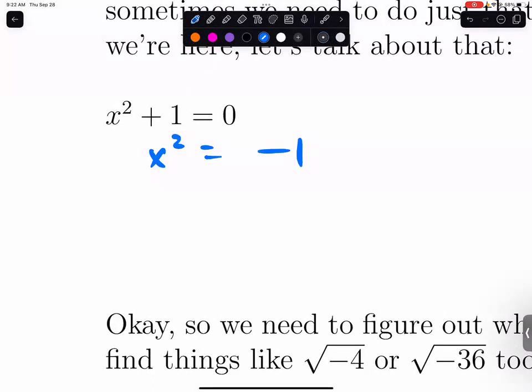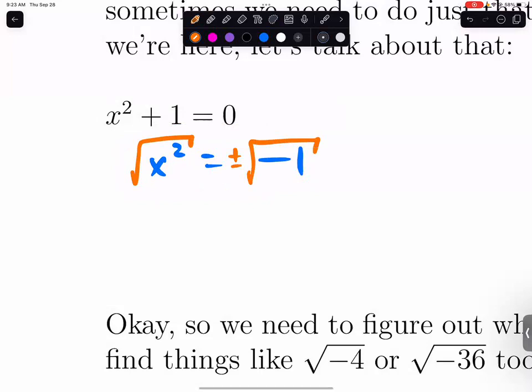We've got x squared, so take the square root, right? Like we talked about yesterday, when you take the square root of x squared, there's kind of an absolute value thing happening. That means you get a plus or minus there. And this is where things get interesting, because I've got plus or minus the square root of negative 1.